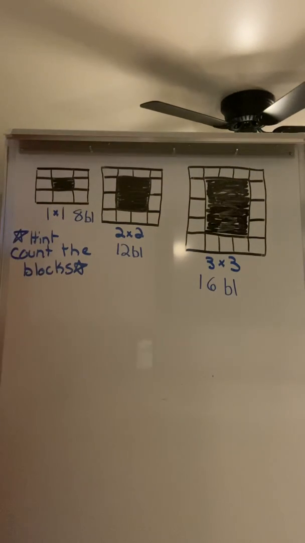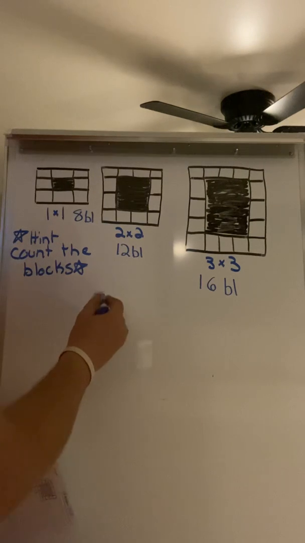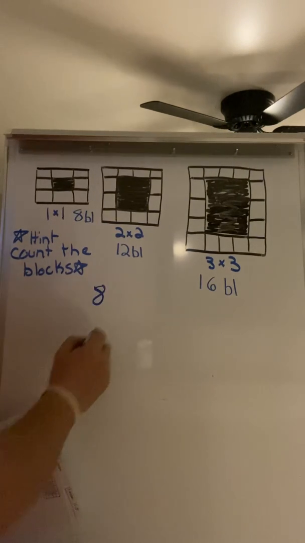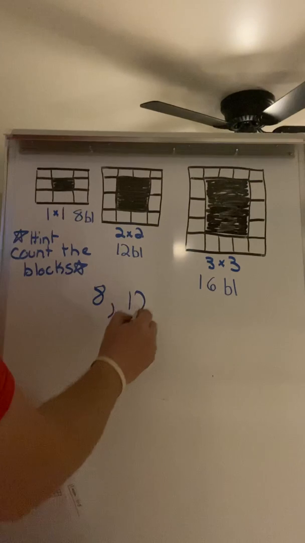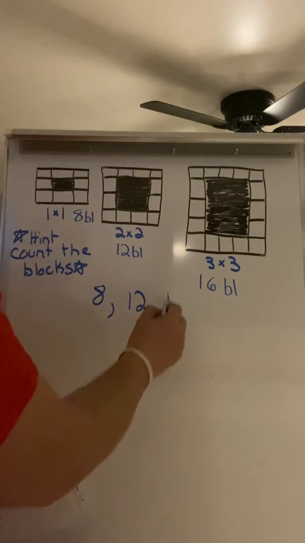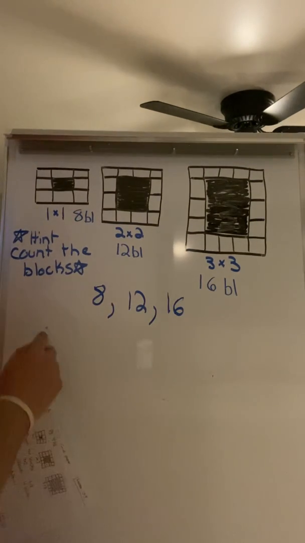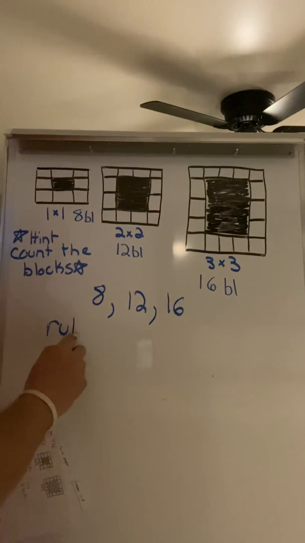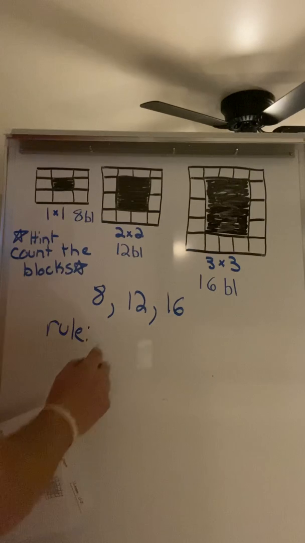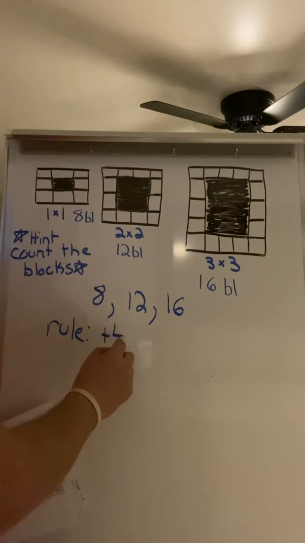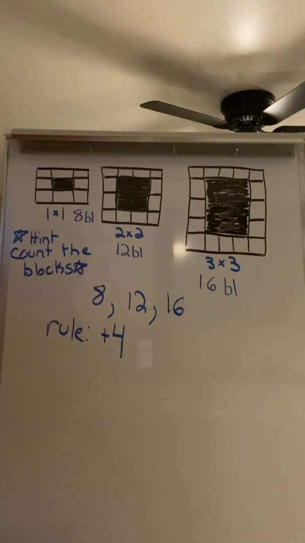So what I did is I said, what pattern's happening here? We have 8 blocks, followed by 12 blocks, followed by 16 blocks. So what's my rule? What's happening to each of these numbers each time? And I found out that my rule is plus 4. So each time I'm going to be adding 4 to the next step.